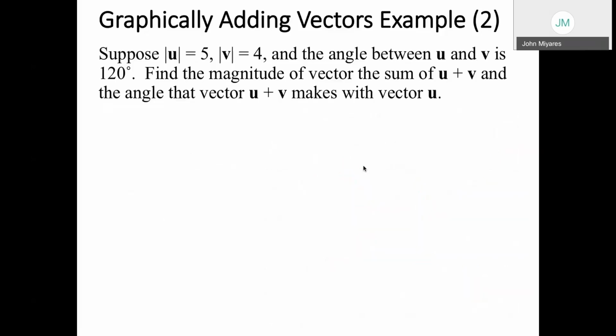Here is a slight variation on the previous example. Suppose you're given two vectors. You're not told their components, but you are told that the magnitude of vector u is 5 and the magnitude of vector v is 4. Also, you're told the angle between vectors u and v is 120 degrees.